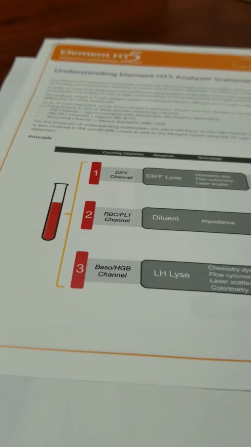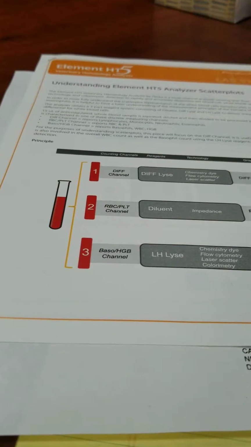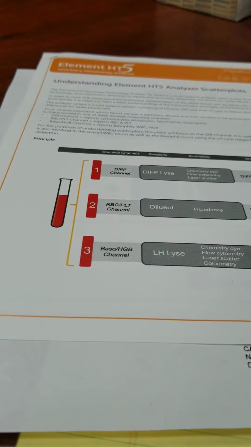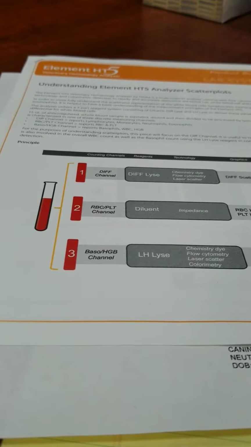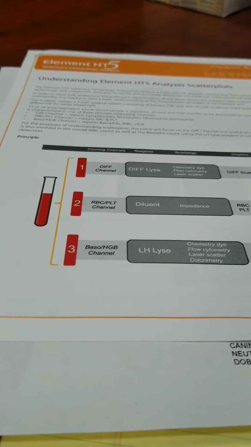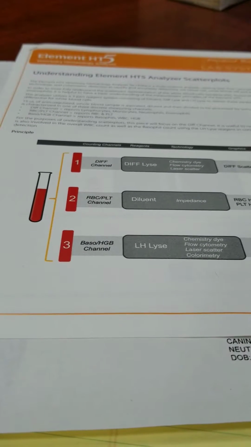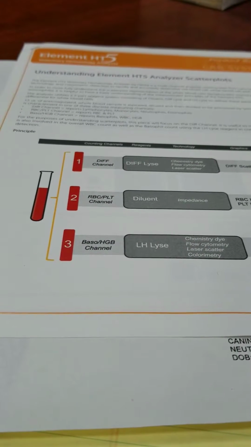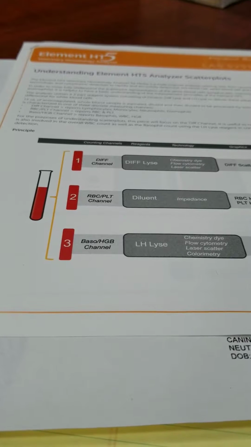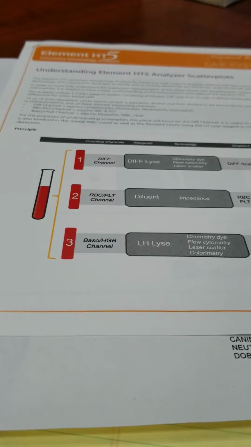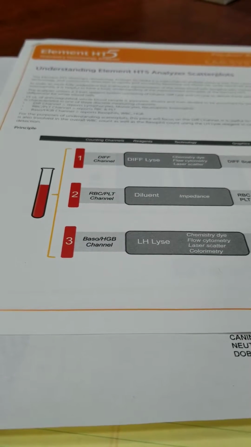The other thing you mentioned with the CBC machine is correctly identifying cat and dog. Yes, species specificity is extremely important in the HT5. It measures cell types differently. So if you accidentally run a dog sample as a cat in your analyzer, you'll be flagged with macrocytosis on your red cells, and that'll be a huge indicator.